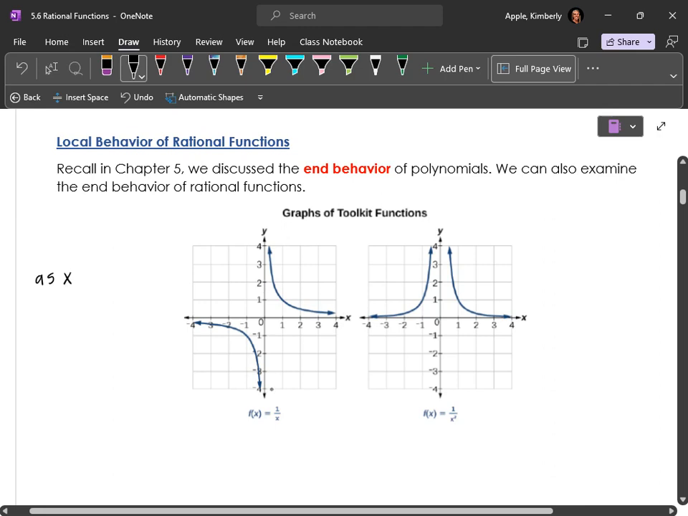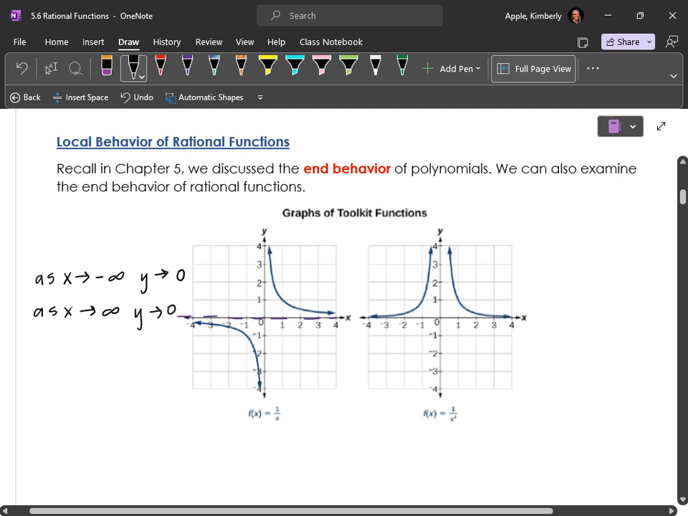So for this first function, the reciprocal function, as x approaches negative infinity, y is approaching, and remember that's vertically. As we move this way on the graph horizontally, what is the graph doing vertically on the left-hand side? It's approaching 0. It's approaching that horizontal asymptote right here. So y is approaching 0. And as x approaches positive infinity, we have y also approaching 0.